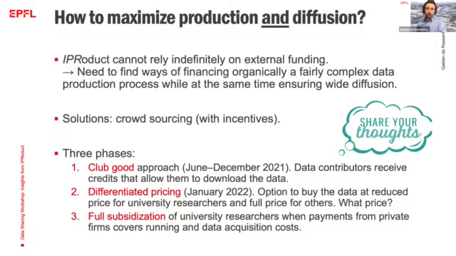With an option to buy the data at a reduced price for university researchers. We don't know how much, and full price for others. In fact, there is a big demand from companies to access this data. And so our objective, ultimately, that's stage number 3, is full subsidization of private firms for the public use of the data for university researchers and nonprofits.